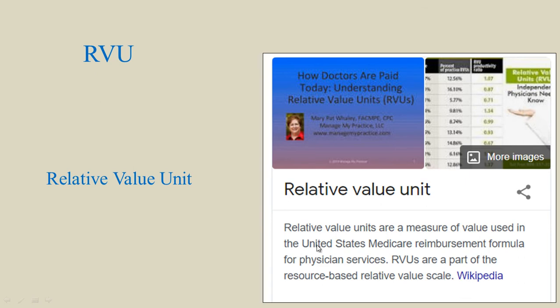RVU, Relative value unit. Relative value units are a measure of value based in the United States Medicare reimbursement formula for physician services. RVUs are part of the resource-based relative value scale.